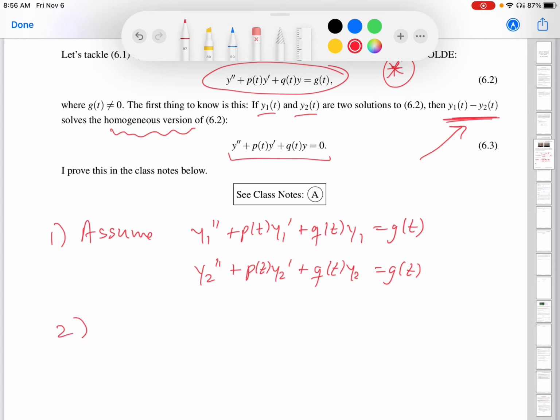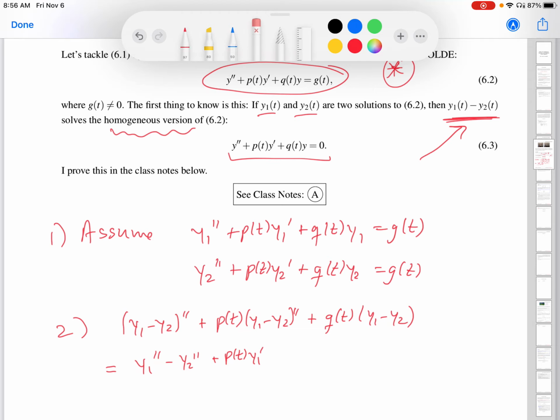So what do we do? Let's look at (y1 minus y2) double prime plus, basically I'm writing out the left-hand side of the non-homogeneous equation. Okay, and then I'm going to say equals, and I'm going to use the properties of derivatives. So this is y1 double prime minus y2 double prime plus p of t times y1 prime, and I noticed that over here should only be y1 prime, minus p of t y2 prime plus q of t y1 minus q of t y2.